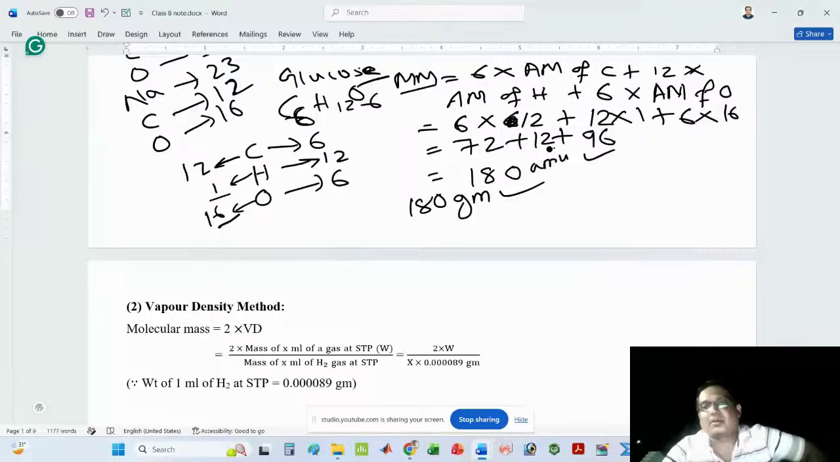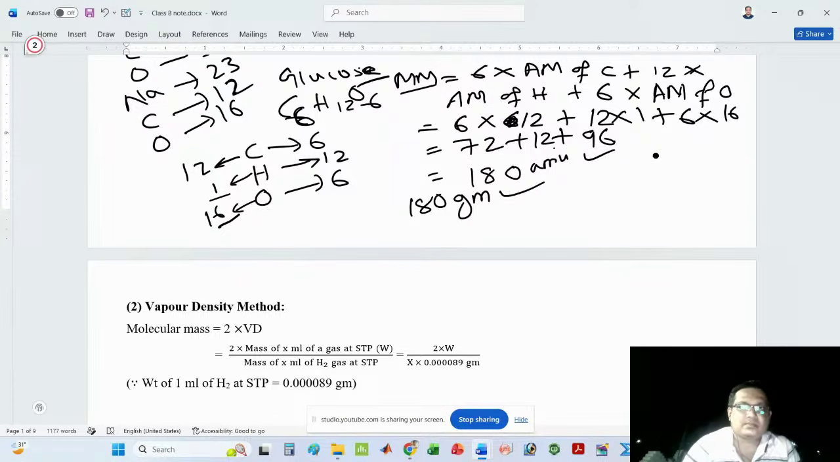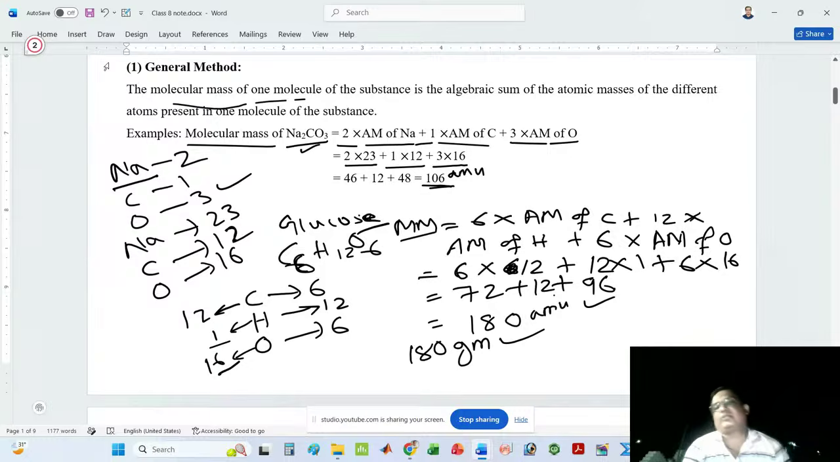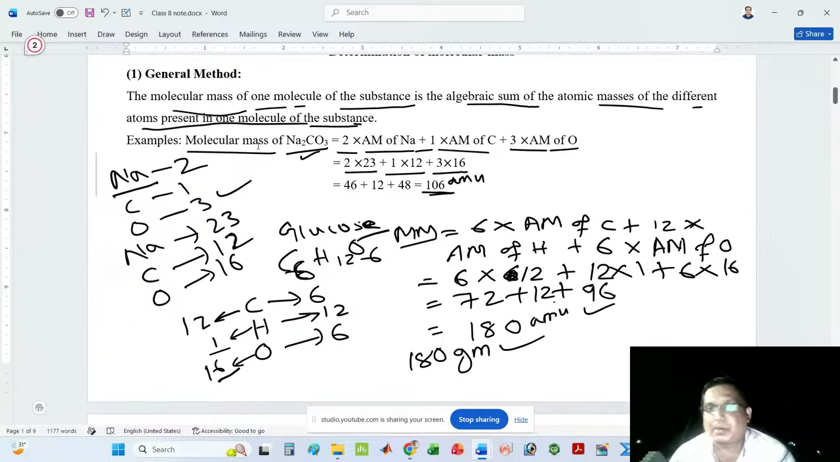Molecular mass of carbon dioxide, molecular mass of carbon monoxide. You can take another example for the calculation of molecular mass by using this simple method. Just the algebraic sum of the atomic mass of the atoms present in the molecule.